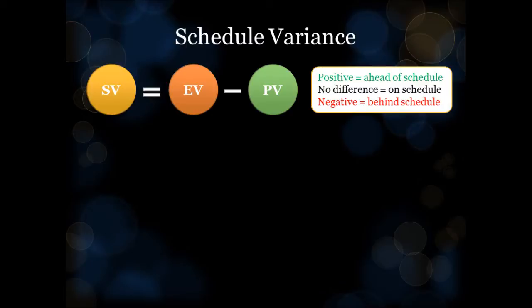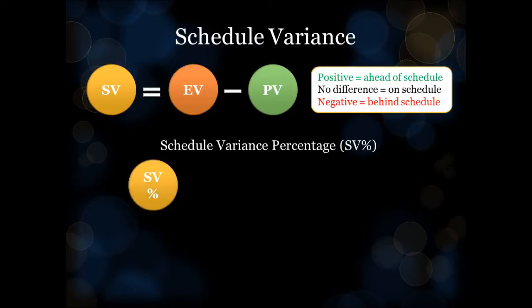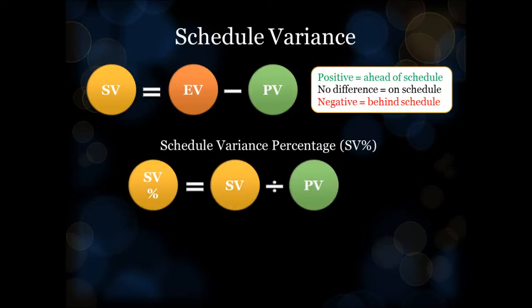You can also calculate a schedule variance percentage and a schedule performance index. As with cost variance, you don't need either of these indicators, but they can be handy in terms of putting your schedule variance into context. To calculate a schedule variance percentage, divide the schedule variance by the planned value and multiply the result by 100. As always with EVM, positive values are good and negative values indicate something is wrong.